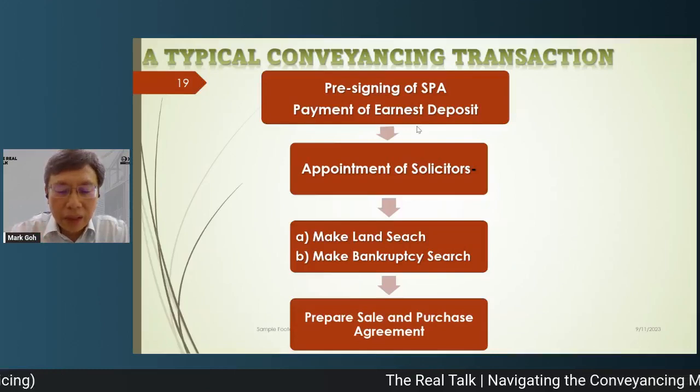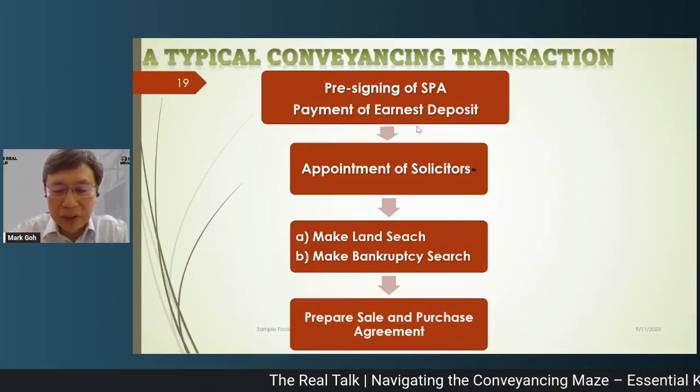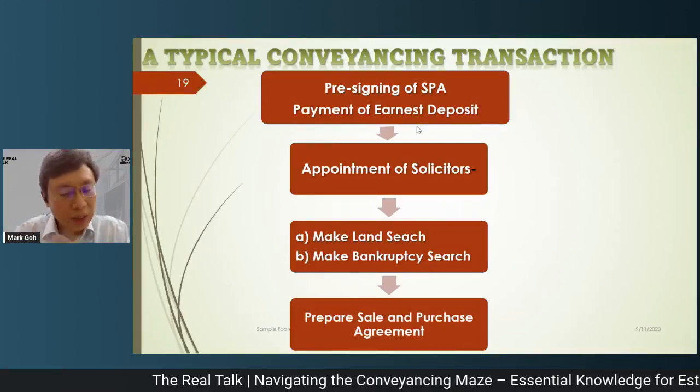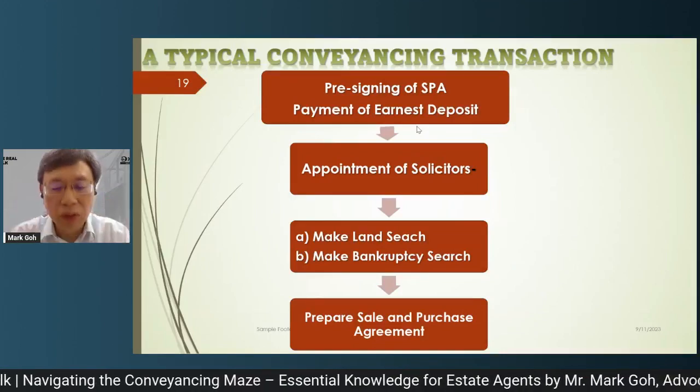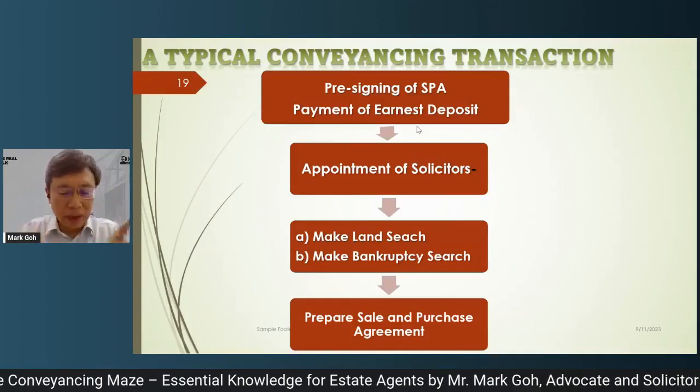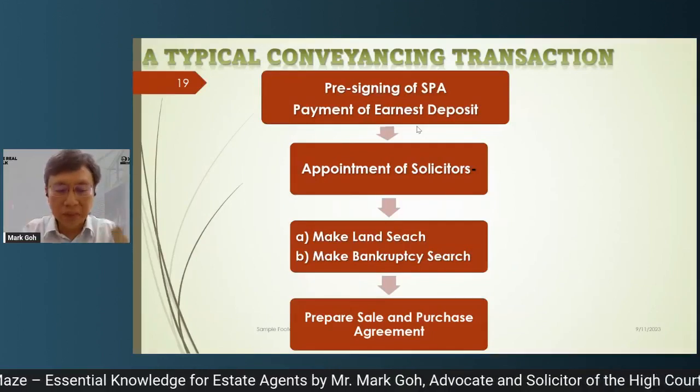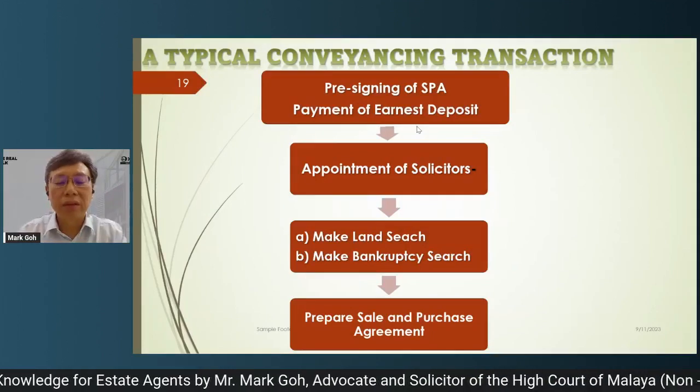Then we also make a bankruptcy search, common land search, bankruptcy search standard. And I told you already, sometimes you do a bankruptcy search, it will reveal that the guy is a bankrupt. The guy doesn't even know. The seller doesn't even know he's a bankrupt. The buyer doesn't even know he's a bankrupt. Then we got a whole set of problems coming in.